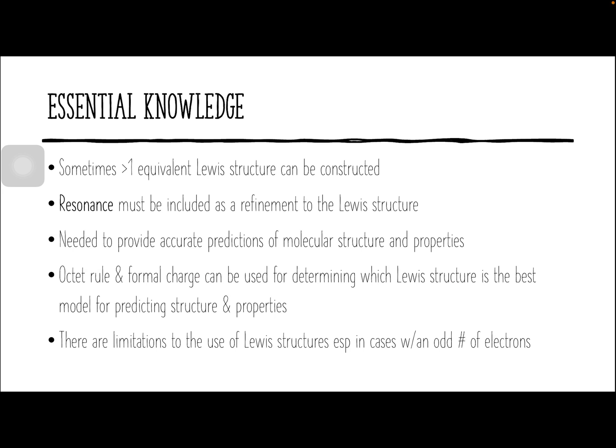Basically, when you're drawing Lewis structures, sometimes there's more than one equivalent structure that could be made. And so this concept of resonance must be included to refine the Lewis structure and give a more accurate prediction of the structure of the molecules and therefore its properties. Also, octet rule and formal charge can be used to determine which Lewis structure is best for structure and properties as well. The main thing is the Lewis structures that we've been looking at have some limitations, especially if your electron number is a little bit weird.